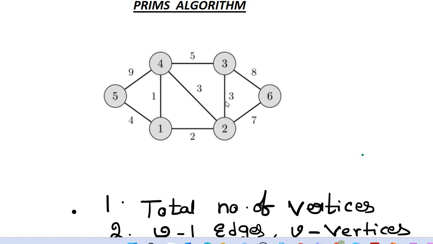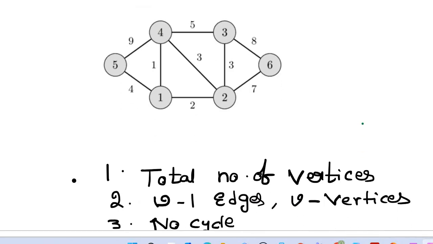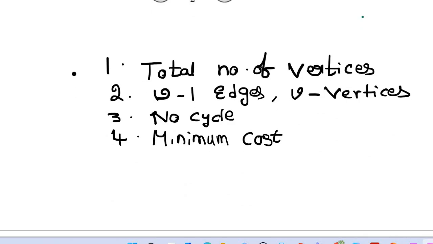Hello everyone, in this video I am going to explain about Prim's algorithm. The output of Prim's algorithm should be a minimum spanning tree. The properties of minimum spanning tree will also be applicable for Prim's algorithm.